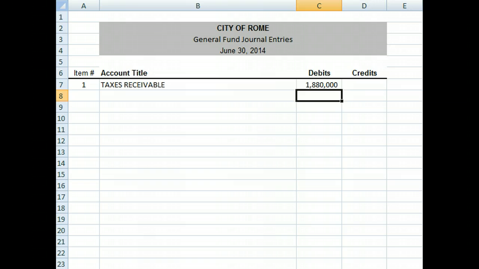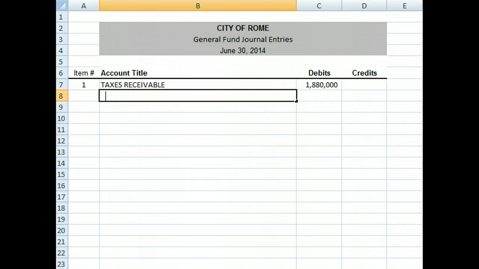If you look below that, you'll also see in the credit part an allowance for uncollectible taxes of $10,000. That means out of the taxes receivable that the City of Rome expects to collect, $10,000 is the provision they're setting aside for the uncollectible taxes. So we're going to credit the allowance for uncollectible taxes for $10,000.